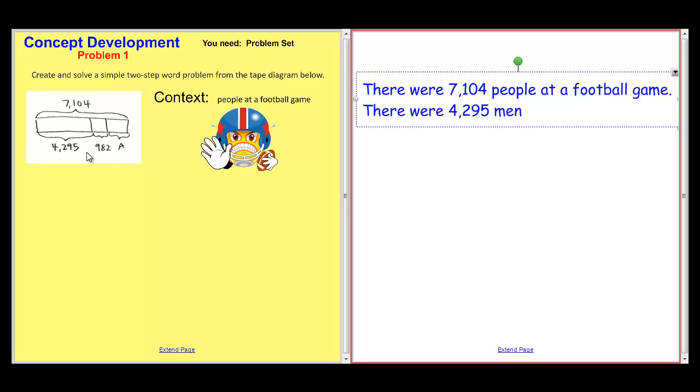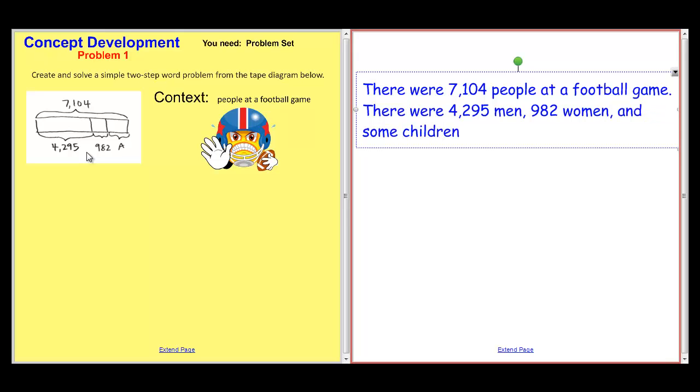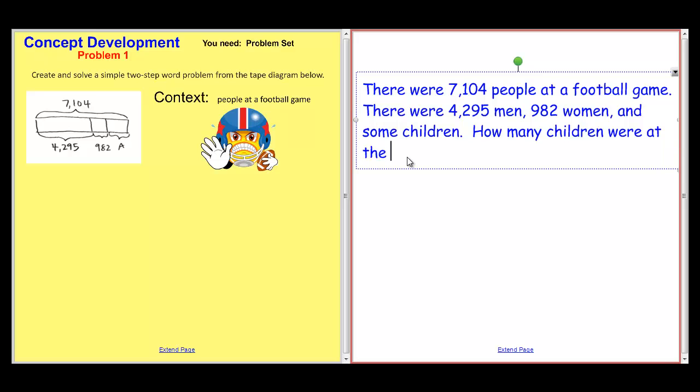4,295 men, 982 women, and some children. So notice I gave an exact amount of men, an exact amount of women, and then where it got to the next part where it says A, I just said some children. So I want them to solve for A. So I'm going to say, how many children were at the football game? Okay, so that's my problem.